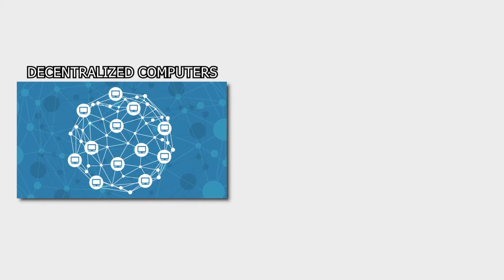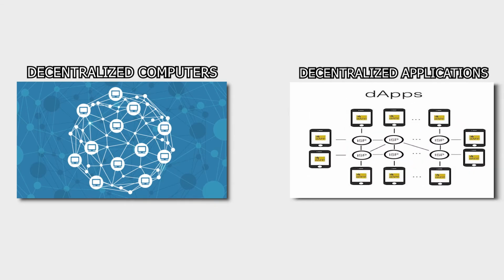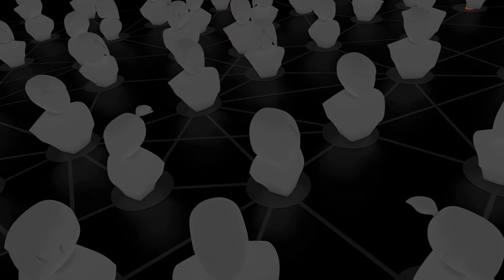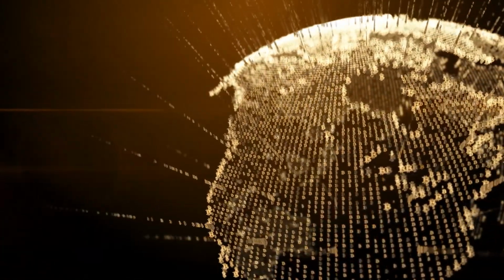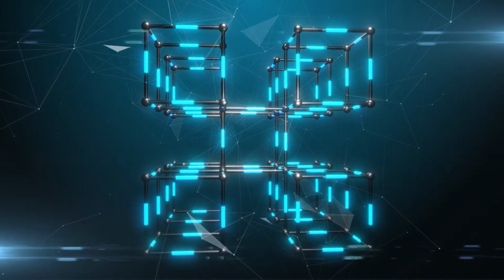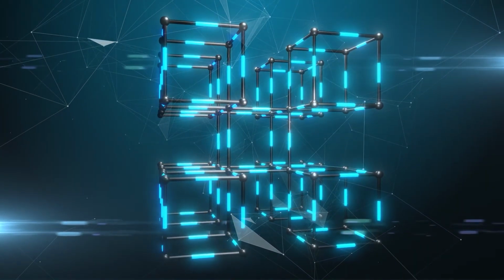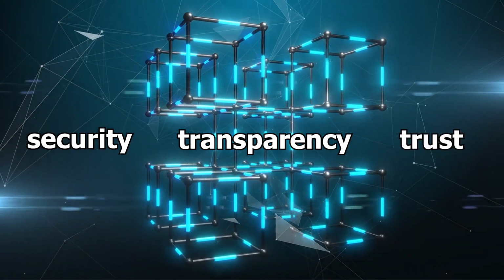If blockchains are decentralized computers and smart contracts are decentralized applications, then Chainlink can be thought of like a decentralized internet that finally allows smart contracts to interact with the outside world while maintaining blockchain technology's fundamental guarantees around security, transparency, and trust.